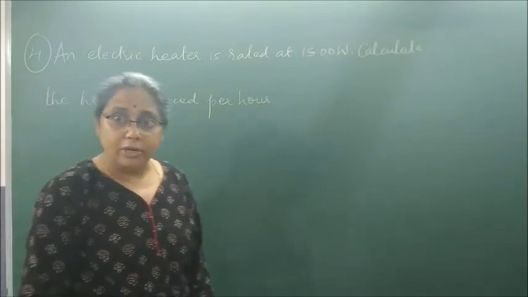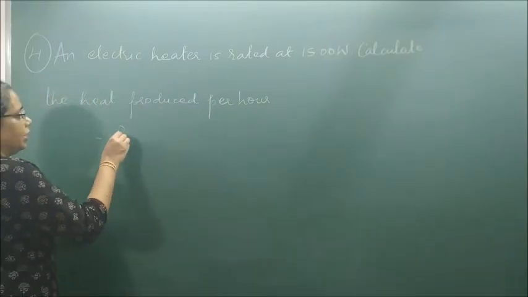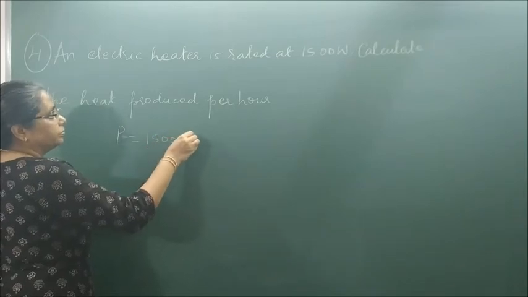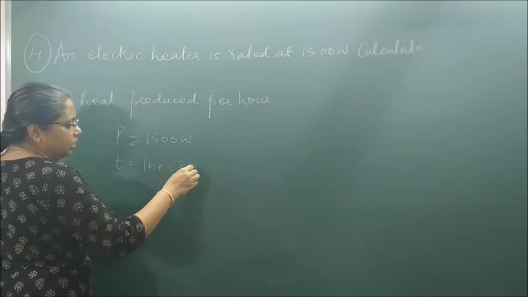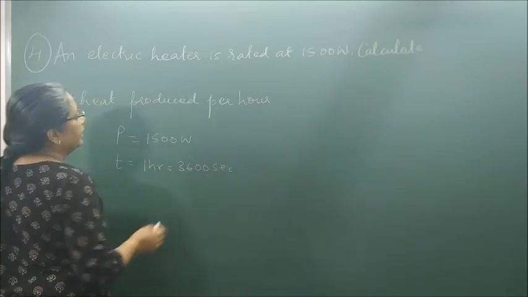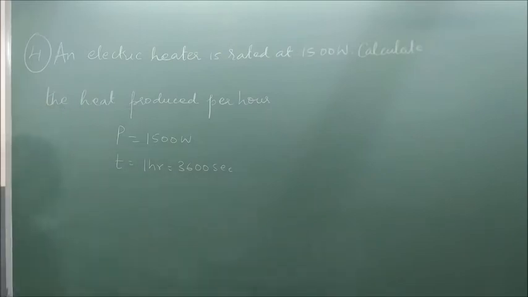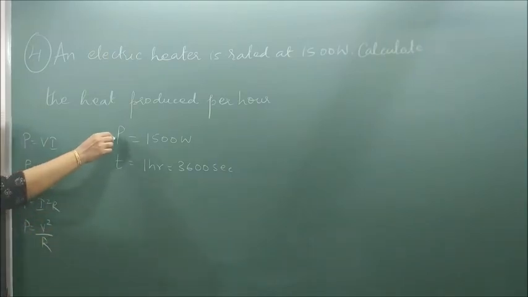We have been given what? Power. Power is how much? 1500 watt. How many hours of time? 1 hour. 1 hour is how many seconds? 3600 seconds. I need to find out the heat produced. Now look here. For P, we have formulas as what? P is equal to VI, P is equal to E by T, P is equal to I square R, and P is equal to V square by R. These are my 4 formulas of power. I want what? I have been given only P and T.